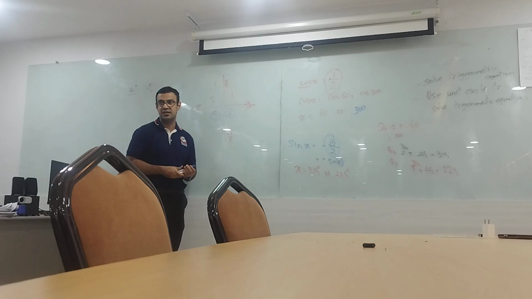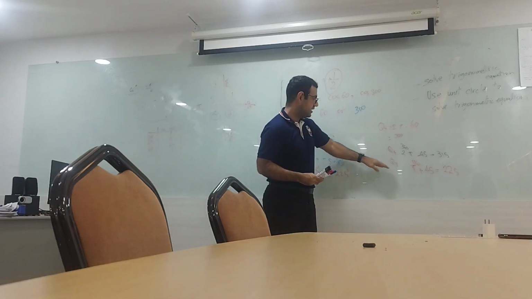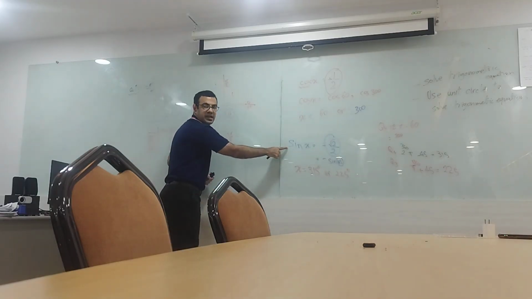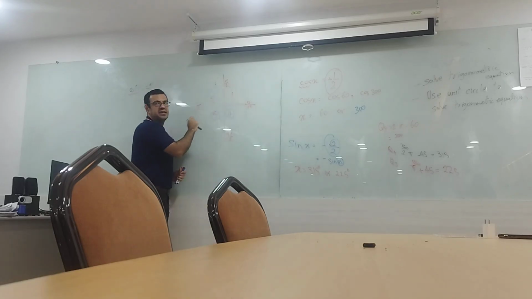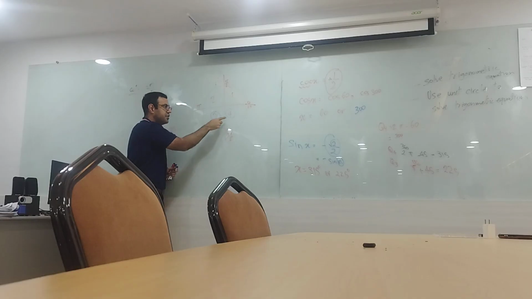Why should we subtract 45 and then 180? Here, right? The third one. Because when I have sine and it's negative here in the unit circle, where is it negative? In the third and fourth quadrants.